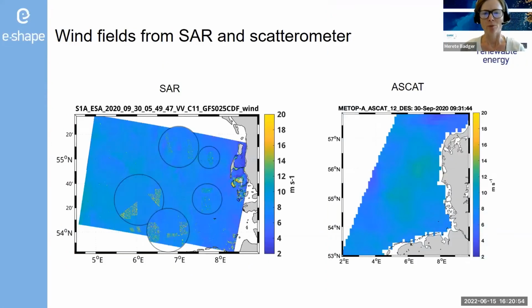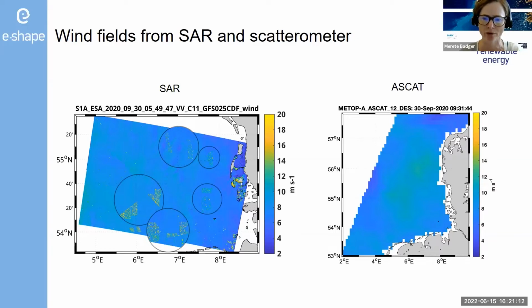In our pilot, we work with two types of wind products. One is based on synthetic aperture radar. It's a type of microwave sensor. The other is ASCAT, which is a similar type of sensor, but operating at coarser resolution.